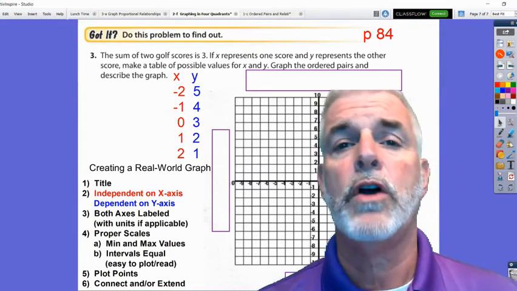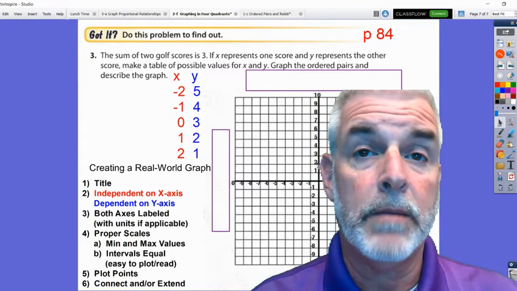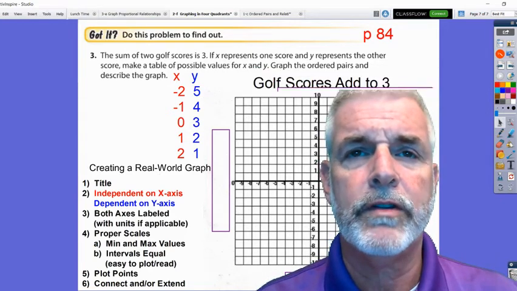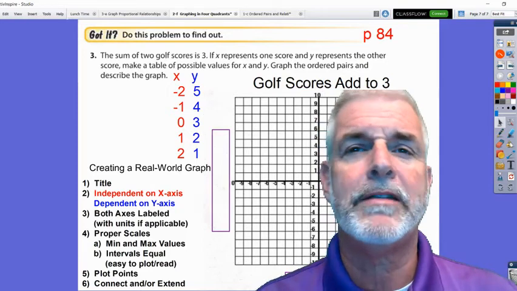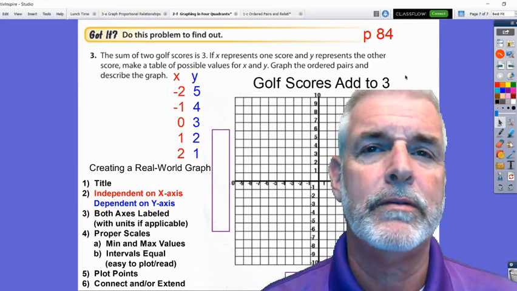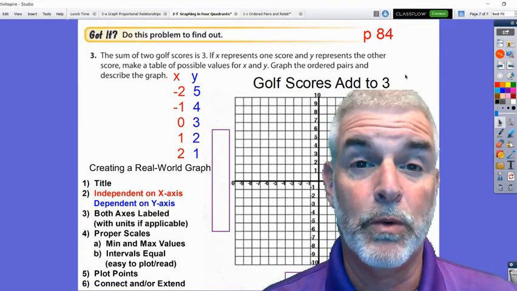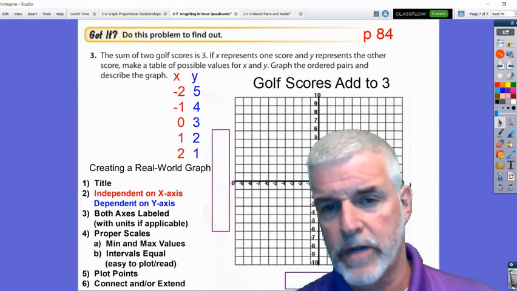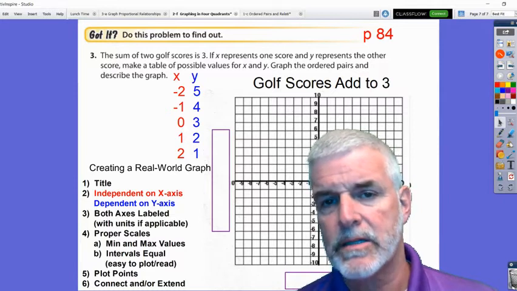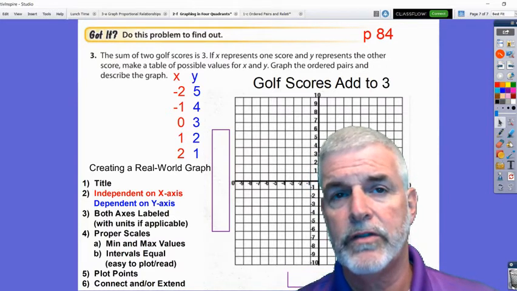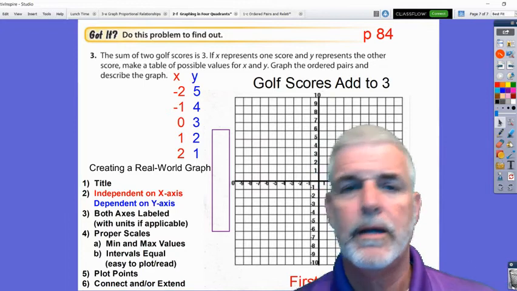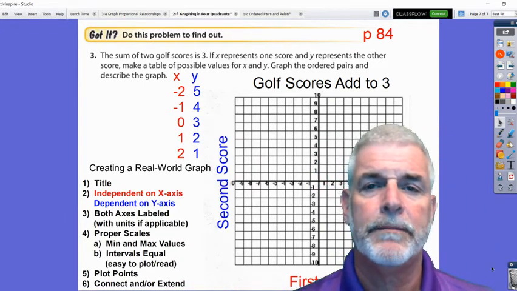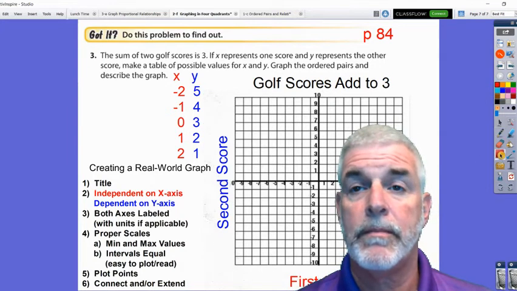So I've given you this coordinate plane already with numbers on this one. A title. What is the title of this graph? Golf scores add to 3. That's what I called it. It's kind of, again, not really a very good real world example, but it is an example. All right, labels. So what's going to go here on the x-axis? Well, x is the first score, we'll call it, making y the second score.